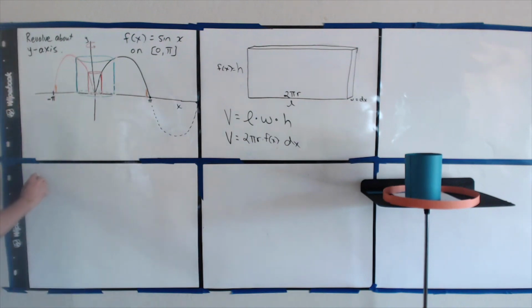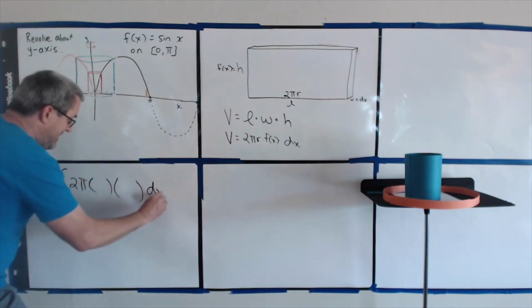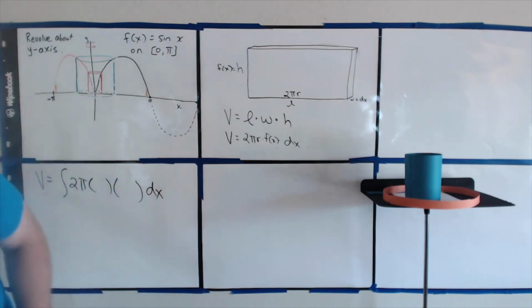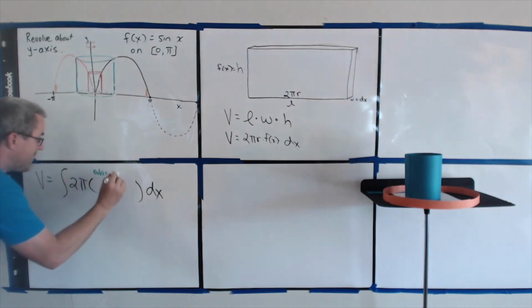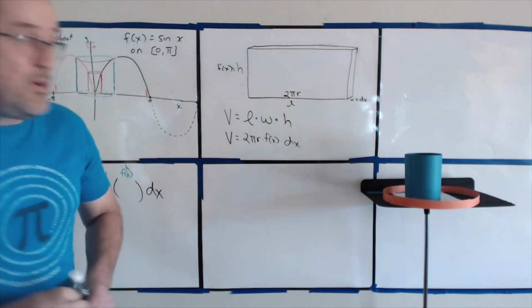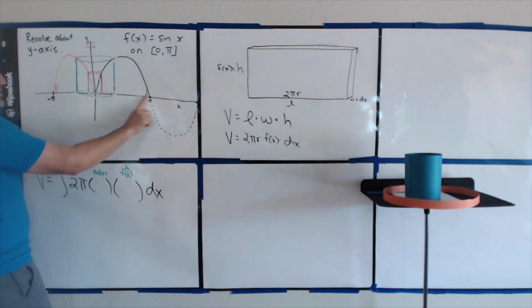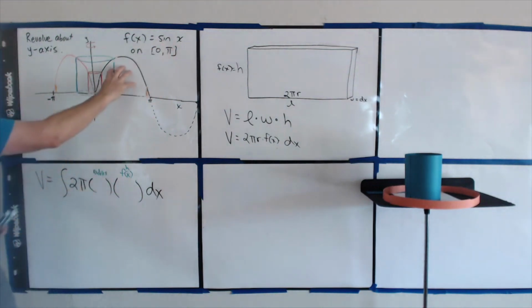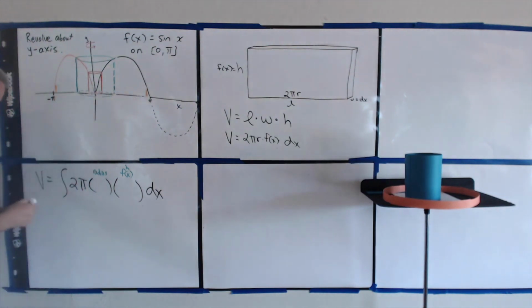And as we like to do, if we sum up all of those 2 pi r's times f of x times dx. Let me just change colors a little bit here. Remember, this is our radius. And remember, this is our function value, or our height. Let's just figure out what should go in each of those spots. And we're going to sum those up from 0 to pi, because that's the interval that we're focused on. Everything is going to be contained as we revolve between 0 and pi.